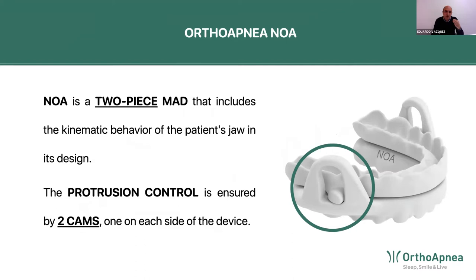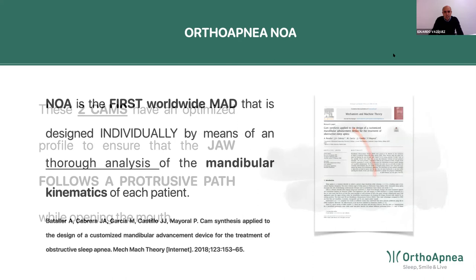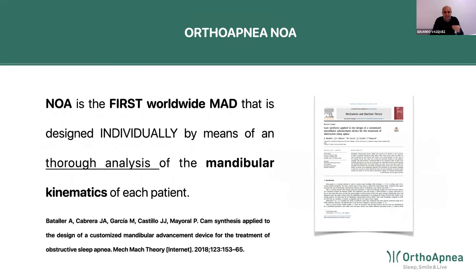The protrusion control of the NOA is ensured by two cams that are placed one on each side of the device, as you can see in this picture. This circle in green, this is the cam of the device. These two cams have been optimized so that they always ensure that when the patient opens the jaw, it always follows a protrusive path when opening the mouth. So we can say that the NOA is the first MAD that really is designed individually by means of a thorough analysis of the mandibular kinematics of the patient.